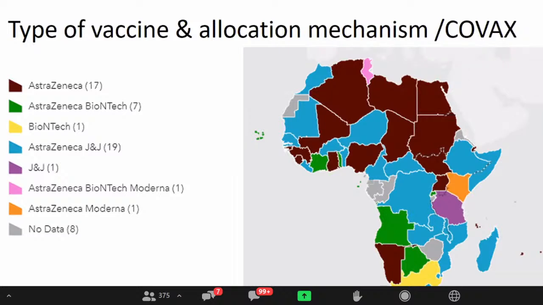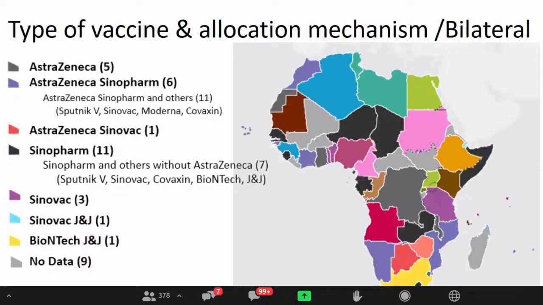So the first one being the COVAX mechanism, which is a coalition of different partners that was set up way before the outbreak started. So you can see the vaccines that are being delivered through COVAX. Majority of it is AstraZeneca, followed by Pfizer, then you have some J&J coming in as well, and Moderna is also in the portfolio. Then you have that's for bilateral. This is what the picture looks like.